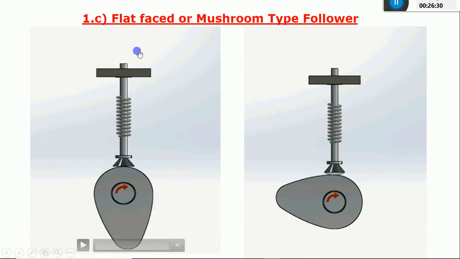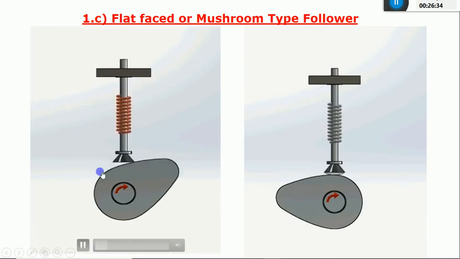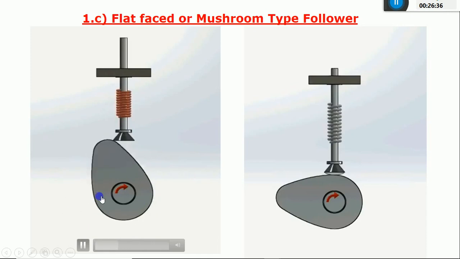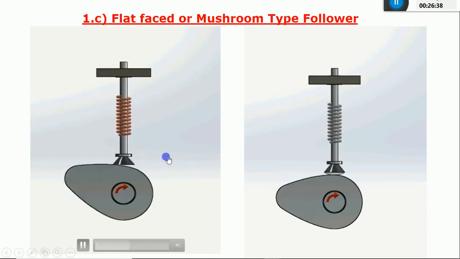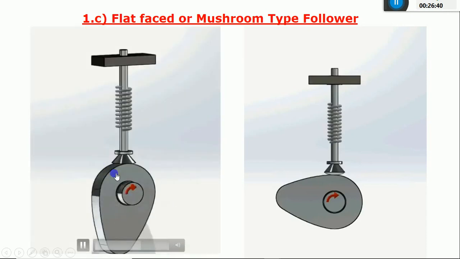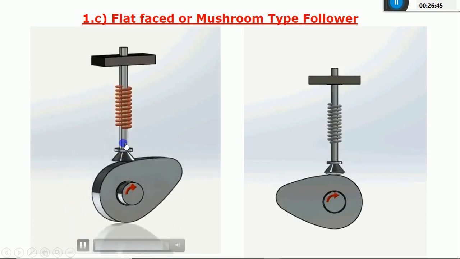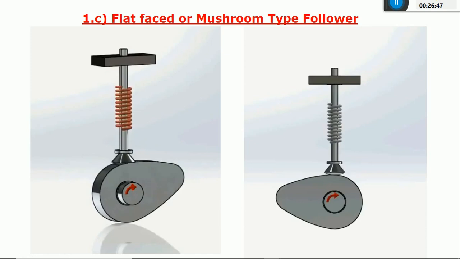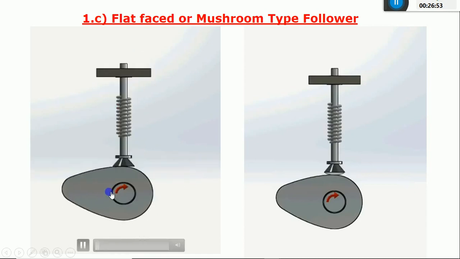In this image, again you can see an animated video. The type of input motion is again rotary, and the output is reciprocating. But I'll concentrate on the shape of this follower. Since the shape of this follower is in the form of a flat face, I can call it a flat faced cam follower. If you want, you can see one more time. The shape of the follower is conical with a flat surface.